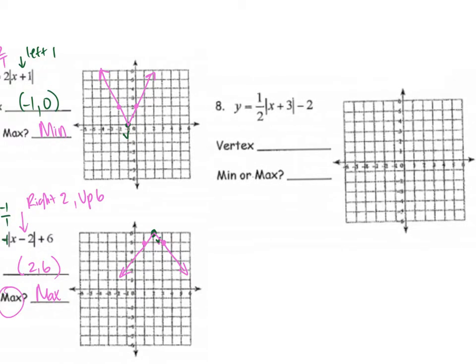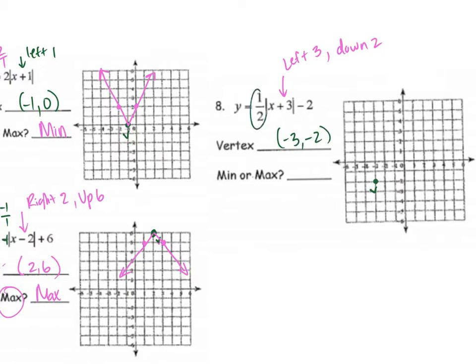All right, so for 8 here, when I'm looking at this one here, I notice that this shift is a +3 on the inside, so that's going to be left 3. And then the outside has a -2, so that's going to be down 2. So in this case here, if I'm going left 3 from the origin and then down 2, it's right about there. So I'm going to plot that vertex. And I just put a little V there to remember that's my vertex. It's my -3, -2 for my coordinate.